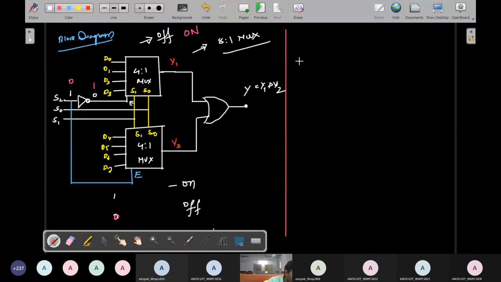Okay, so simply look at the truth table. You can understand by using the truth table. See, in the truth table you will give the selecting inputs S2, S1, S0. These are the selecting inputs, and then simply come to the enable state, enable, disable, and the final output. Okay, final output Y. So simply you will consider this.